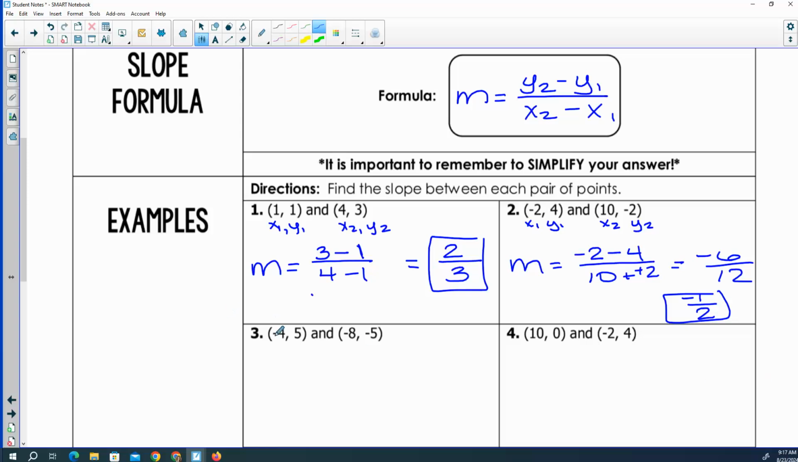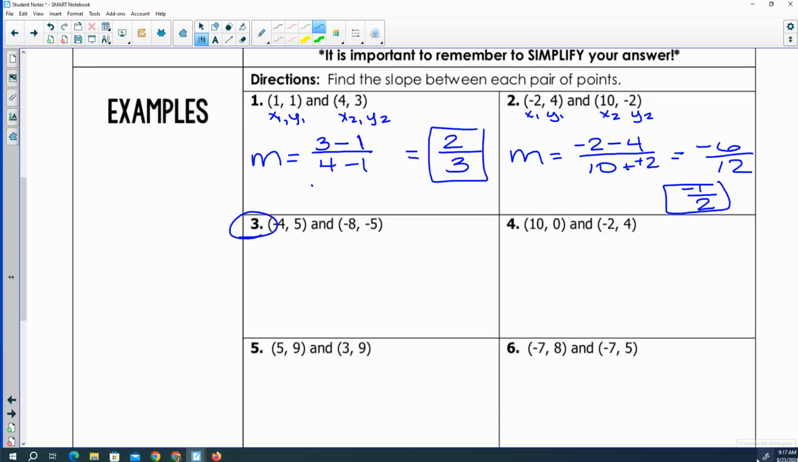Alright, I want you guys to try this third one. So I think really the only mistake I'm seeing is dealing with the negatives, which can get a few of you. If you're struggling, if you know that you tend to drop negatives, you are welcome to use a calculator. I'm not going to judge, I promise, I don't care.